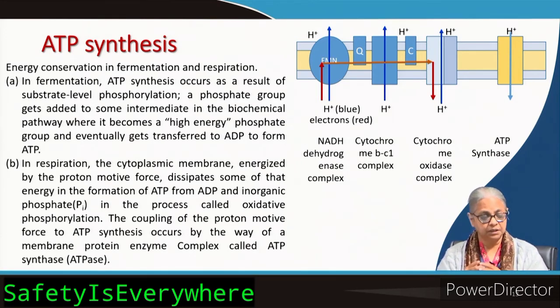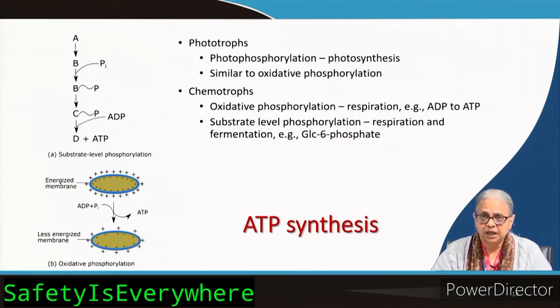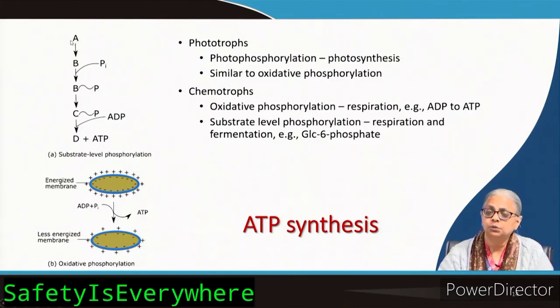Okay, so this is the coupling of the proton motive force to ATP synthesis, and we've seen some of that in the previous topic. So we have two pathways, respiration and fermentation, and like I said, substrate level phosphorylation is common to both pathways. Here we see an example of substrate level phosphorylation. You have your substrate, it can be glucose or any other organic compound, and it gets converted: a phosphate is added to that intermediate and a new compound is formed.